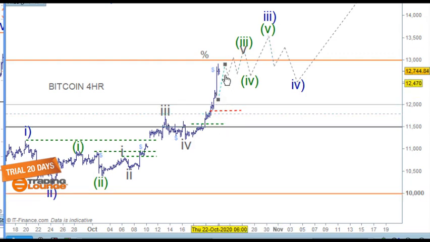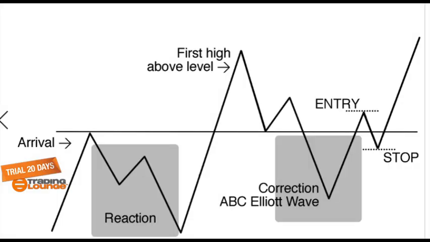So we're looking for the arrival, because this move up here still has a little bit more to go. We can check that out: the arrival, the reaction, the first high above the level, the ABC pattern here. And that's the other thing I need to point out too, if I can just come back to this. This is normally the third wave, the fourth wave, the fifth wave, the A, the B, and the C correction here that can pull back to the wave 4 of one lesser degree and then move up from that point. So it's just good to know that as well. Elliott can be a little bit tricky, but this is something that you can easily identify.